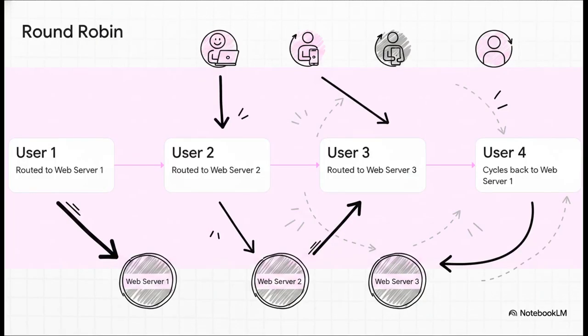Now you might be wondering, how does the load balancer actually decide who goes where? Well, it's not just guessing. It uses specific algorithms. The absolute most common and straightforward approach is called the round-robin algorithm. It basically just strictly takes turns. So the first user gets sent to Web 1, the second user goes to Web 2, the third goes to Web 3, then the fourth user cycles right back to Web 1, and it just repeats the whole process. It's incredibly simple, yet highly effective for keeping the workload perfectly balanced.